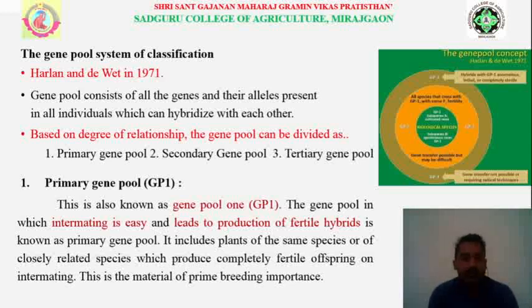This is the gene pool in which intermating is easy and it leads to the production of fertile hybrids. Means what? Whatever cultivars, whatever germplasm comes under the primary gene pool, they are easily intermated and it leads to the production of fertile hybrids. It includes plants of the same species or of closely related species which produce completely fertile offspring on intermating. Due to this quality, this material is very useful for a breeding program.